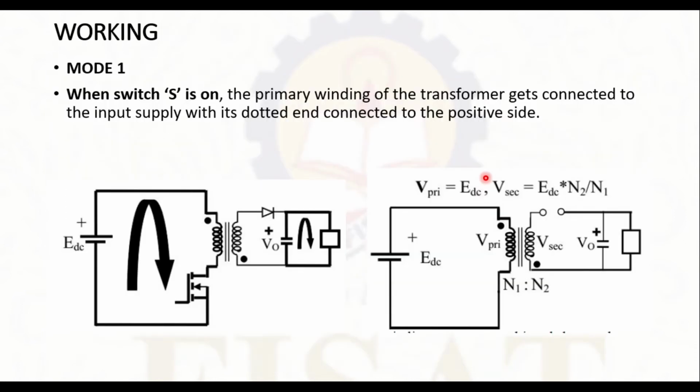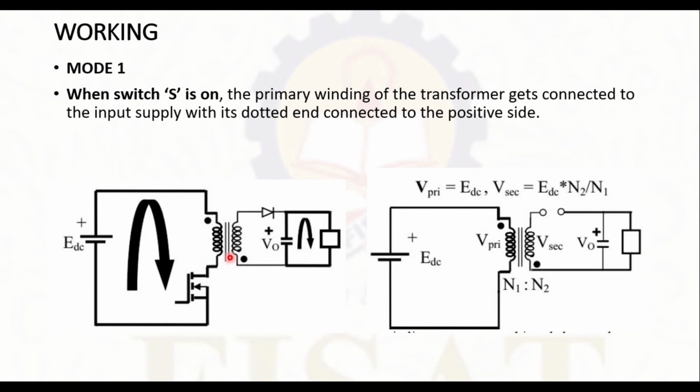Now we will see the working of flyback converters. We will see the working with respect to different modes, and consider mode 1, where the switch S is on. When the switch is on, the primary winding of the transformer is connected to the input DC supply voltage, and here the dotted point represents the positive side. So when the switch is closed, the input DC source is directly connected to the primary of the transformer.